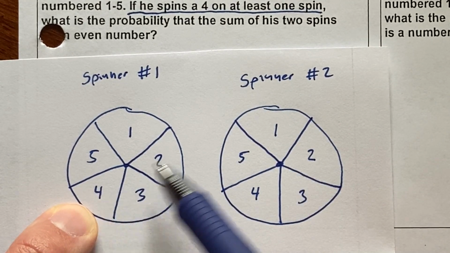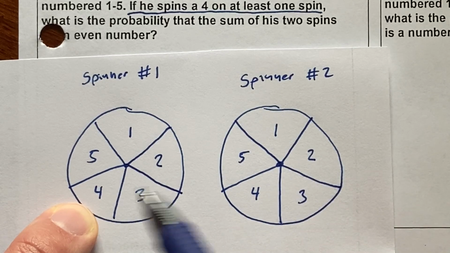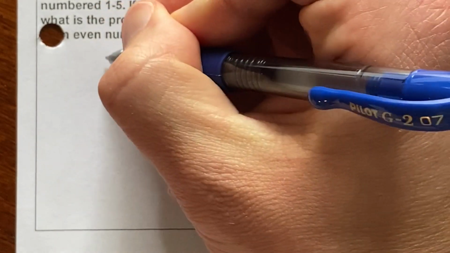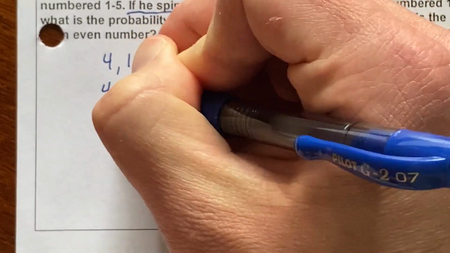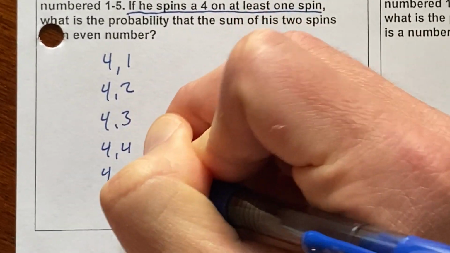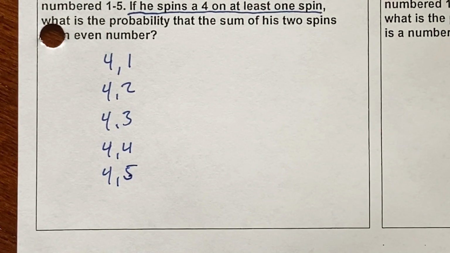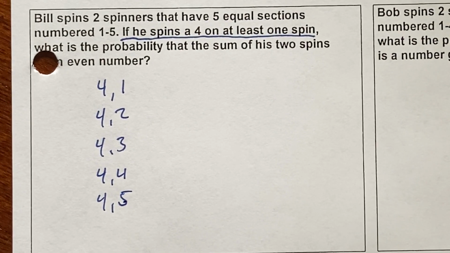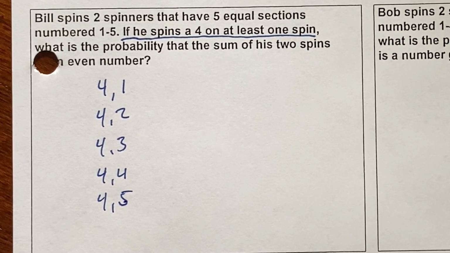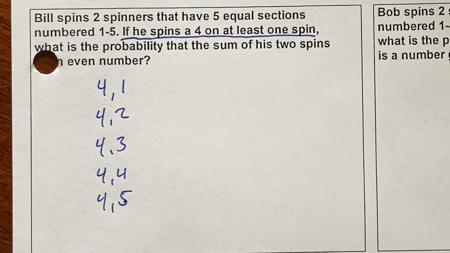Well, I could spin a 4 and then a 1, a 4 and a 2, a 4 and a 3, a 4 and a 4, a 4 and a 5. So let's write those down. And the reason I stopped at 5 is because there's only 5 sections on my spinner. Later on, we're going to have different spinners, 4 sections or 6 sections, or we're going to be rolling number cubes or dice. And there's going to be different possibilities like that. Right now, we're stopping at 5 because there are 5 sections.